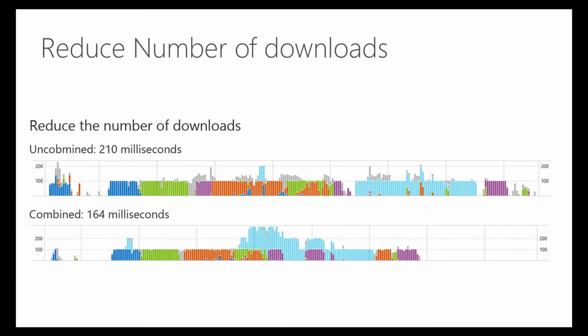This is again the benchmark we took. The top one is the uncombined version, which costs about 210 milliseconds, and the bottom one is the combined version. We're talking about 1,000 images versus actually 30 images, and you will see it saved quite a bit, at least 40% of the time, by reducing the number of images and downloads.